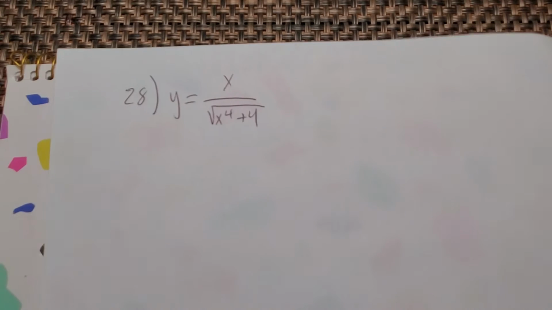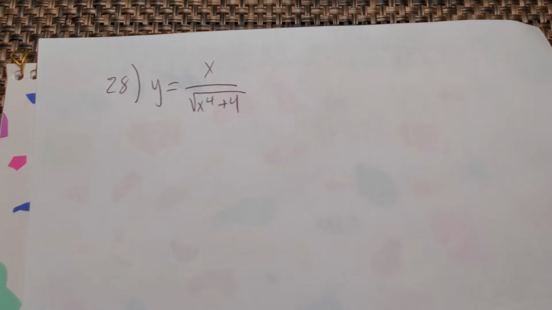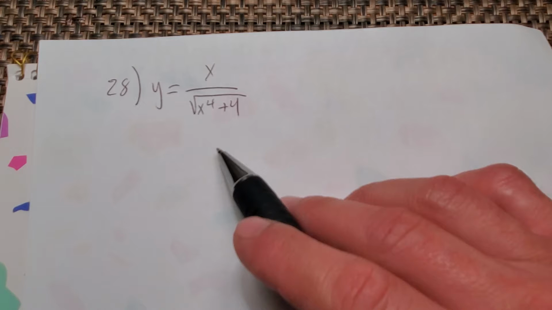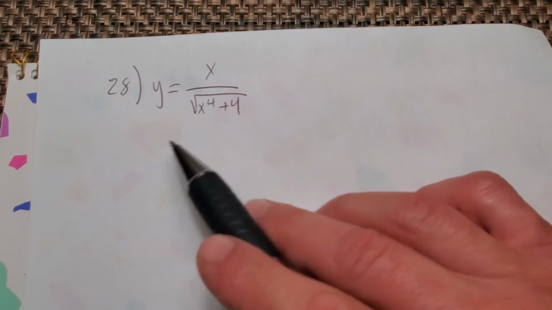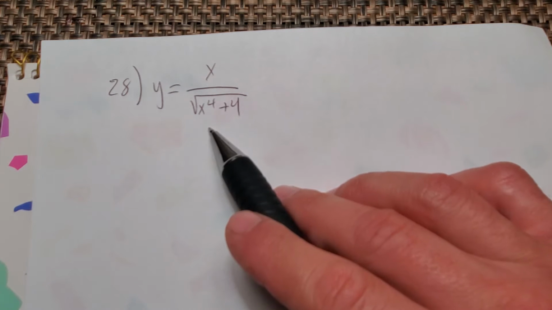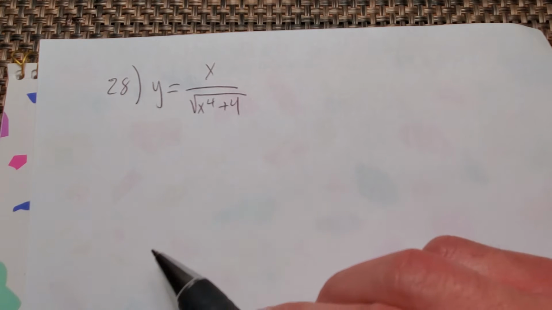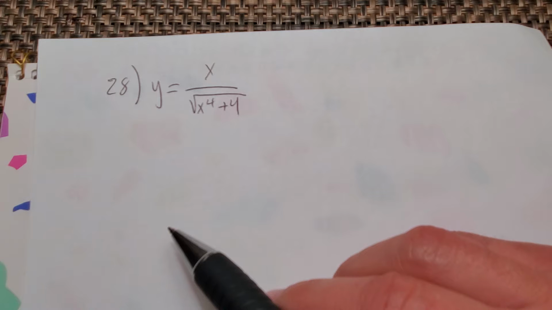Section 3.4, Assignment 2, number 28. So here we have a rational function with a radical in the denominator. Now, I could take a couple of different approaches to find the derivative of this function. The first that comes to mind is, of course, I can do quotient rule, which a lot of times people want to avoid because it's the more complex of the two main differentiation rules, product rule and quotient rule.